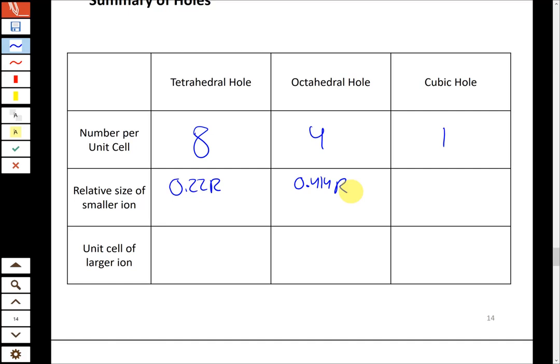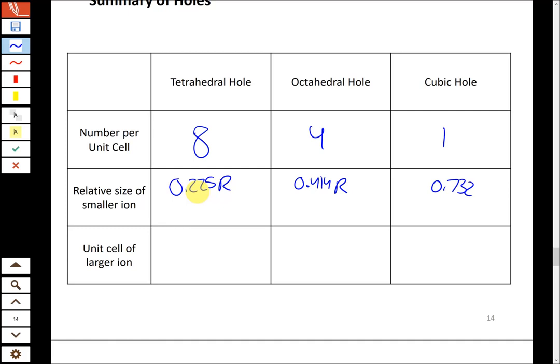And the radius for the cubic hole was 0.732. Now what actually happens though is there's going to be a range of values within these. So in the tetrahedral hole, this is going to be the size of the hole when the anions are completely touching each other. But in reality, the cation can sort of force its way into that hole and expand the structure a little bit.